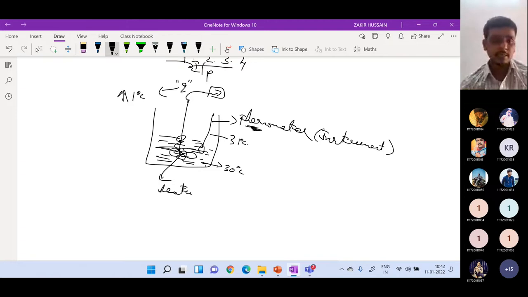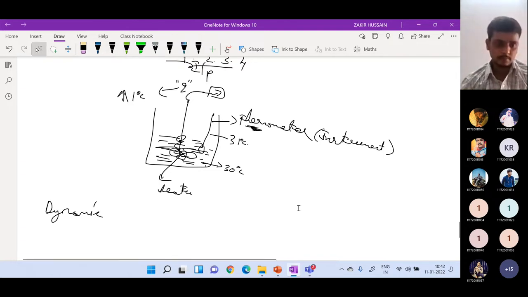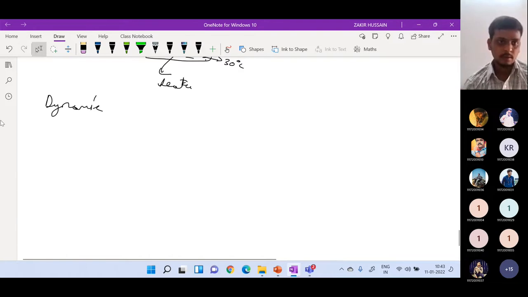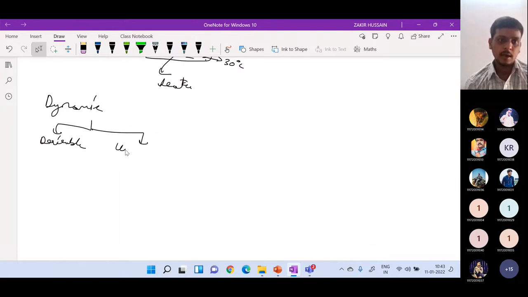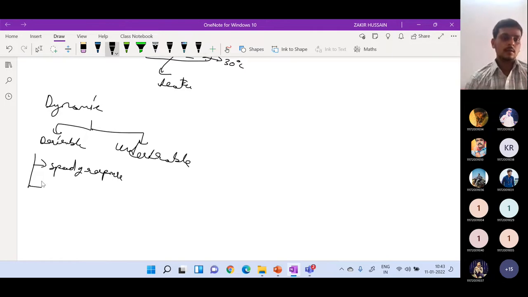Among the dynamic characteristics, these are further divided into two types, desirable and undesirable. Among the desirable, the first one is speed of response. What is the speed of response? It is the rapidity with which an instrument responds to the changes in the measured quantity.